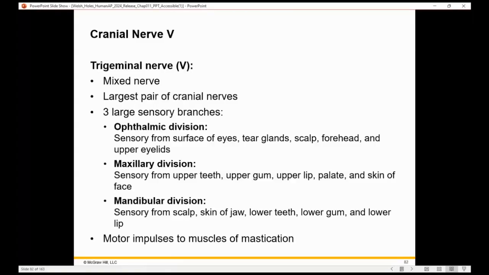Okay, the trigeminal nerve, number 5. This is a mixed nerve. It's the largest pair of cranial nerves. There's 3 large sensory branches.